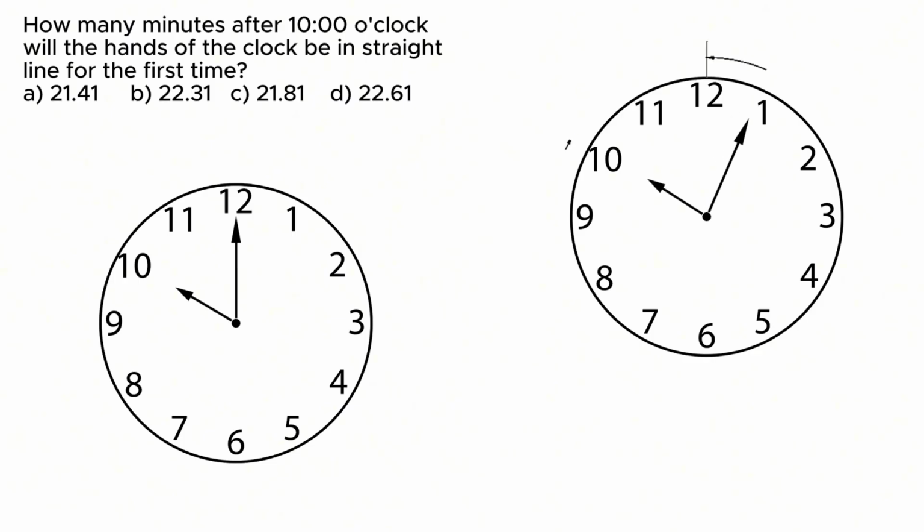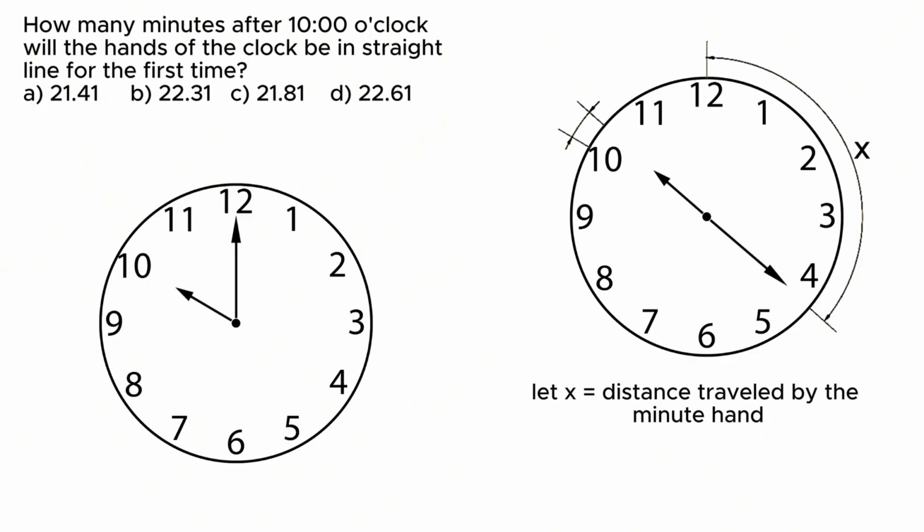Starting at 10 o'clock, the minute hand and the hour hand will move until they form a straight line for the first time. Let us say x represents the distance traveled by the minute hand, and y represents the number of minute marks traveled by the hour hand. This gives us the figure shown above.